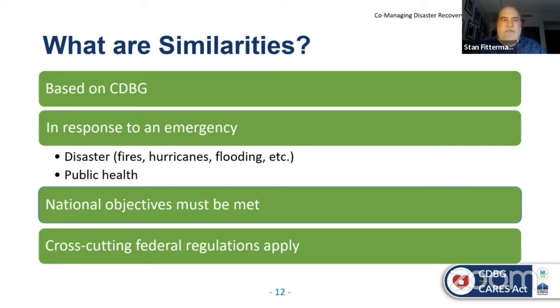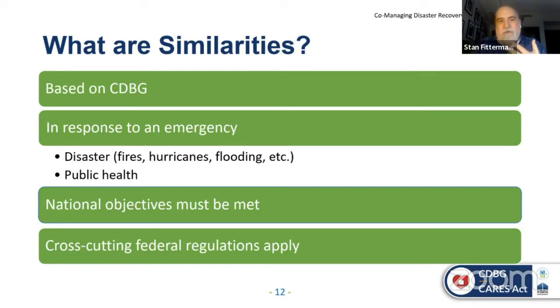Other things, though, are consistent with the CDBG rules, and the CDBG rules have to be followed for both CDBG-CV and DR. Both are a response to an emergency. DR is responsible for disasters, fires, hurricanes, flooding. CV is a public health response to a public health emergency. Built on the CDBG chassis means national objectives must be met. So it's either got to meet low-mod housing, low-mod area, low-mod clientele, or slum and blight. Not so much with CV perhaps, but definitely one of the national objectives for CDBG.